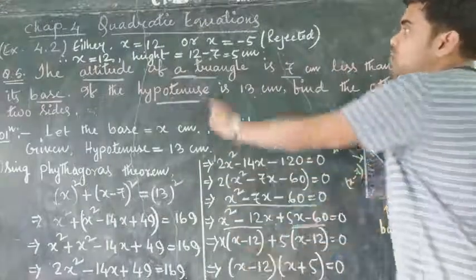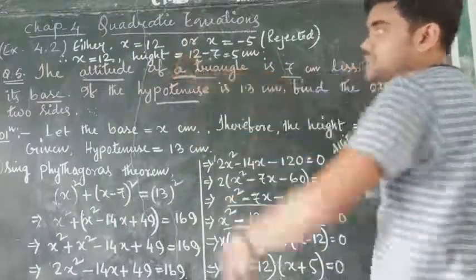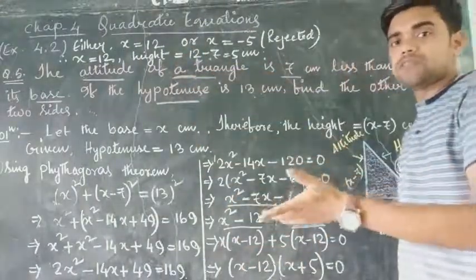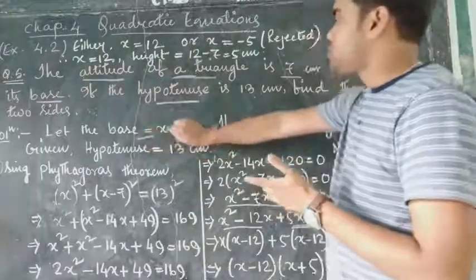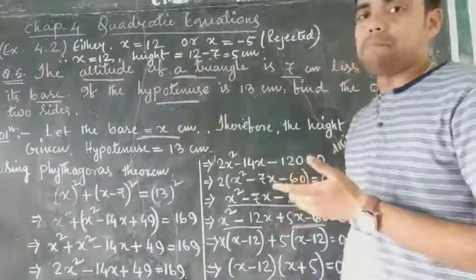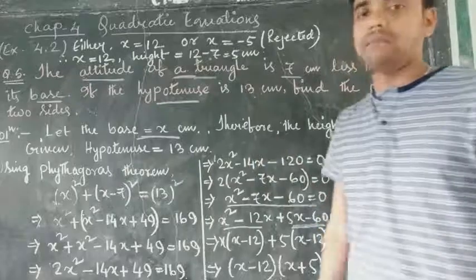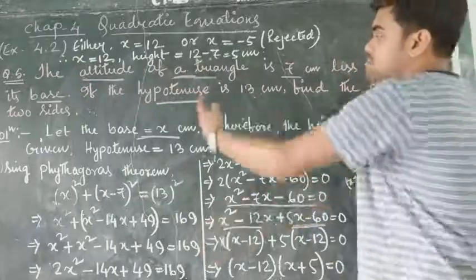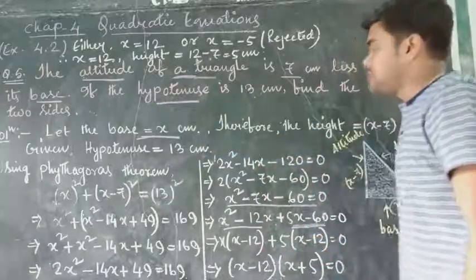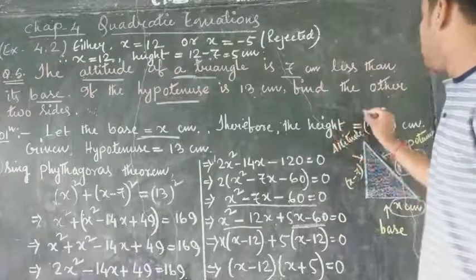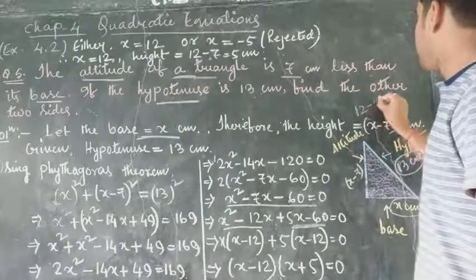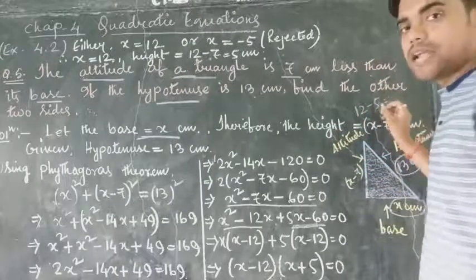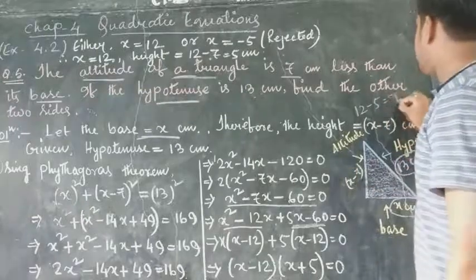Okay. So now we take x equal to 12. x means the unknown term. What is the base? If the base is 12 centimeter, then the altitude, that means height, is x minus 7, as we learned earlier. So 12 minus 7 is 5 centimeter.